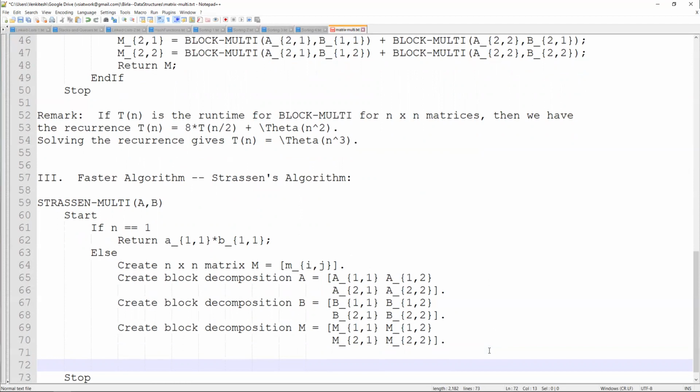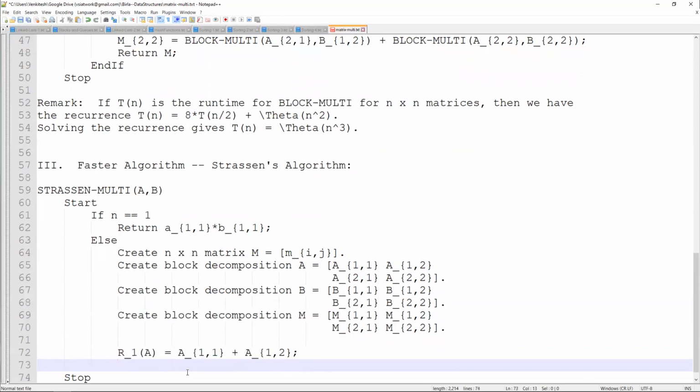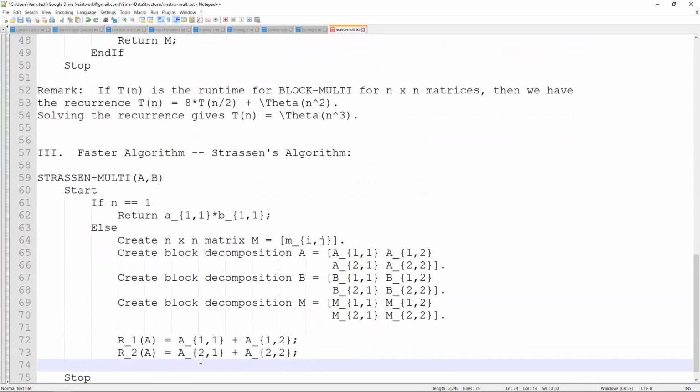So we create these smaller parts. So what parts do we create? We create these functions R1A, which is defined to be the row sum of the first row, right? So A11 plus A12, R2A, row sum of the second row, A21 plus A22. Let's do this for B also. We need this for B as well.